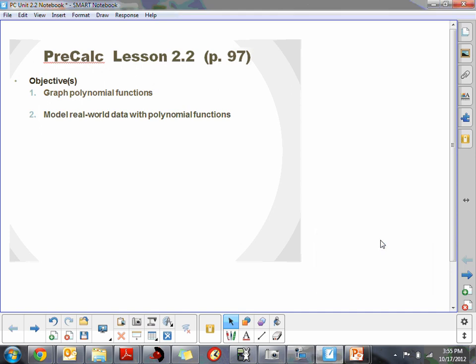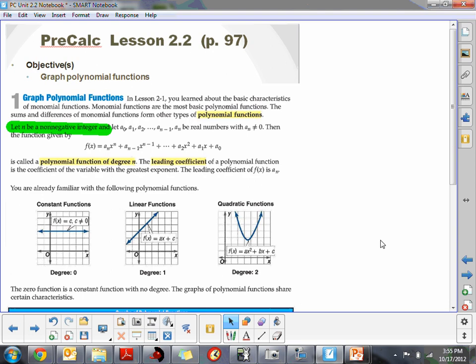There are two objectives in lesson 2.2 that we're going to cover. The first one, we're going to spend quite a bit of time on graphing polynomial functions. We have to know the basic shape and design of them. And secondly, we want to use these polynomial functions to model real-world data. So we'll be doing some regressions for curve fitting.